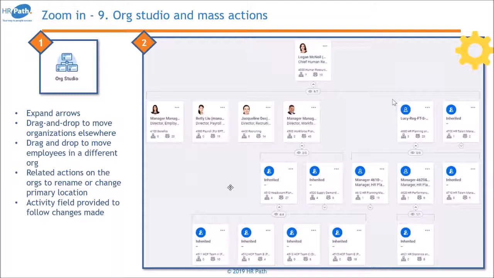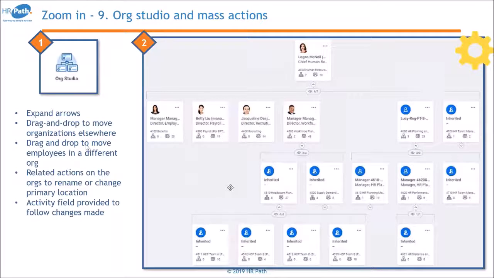You can use the related actions on the organizations themselves or on the workers to rename them, to change the primary location. And there is an activity field. We don't see it here in this image, but it's on the right of the screen, an activity field provided to follow the changes that you've made. It's a very intuitive tool from what I've experienced so far. I hope that you will be able to use it and enjoy it.